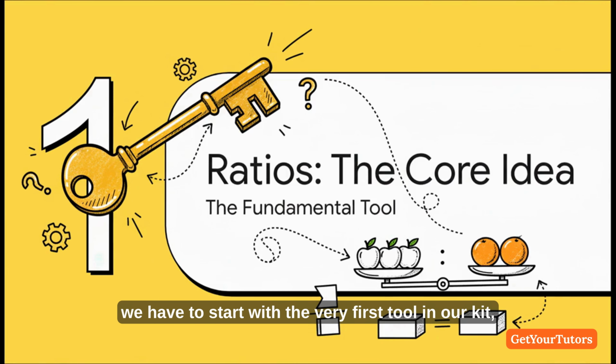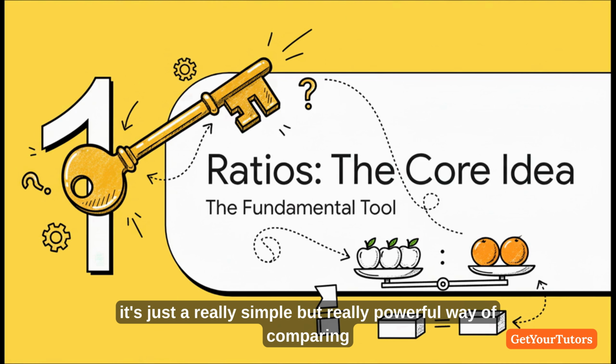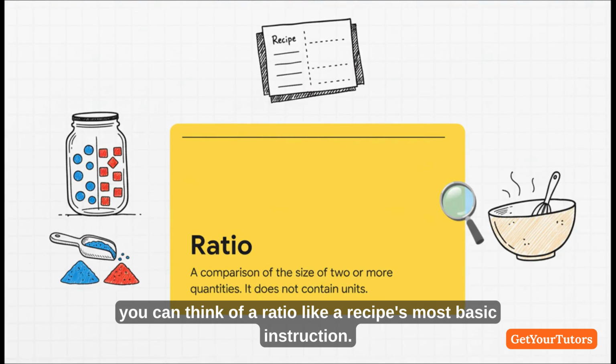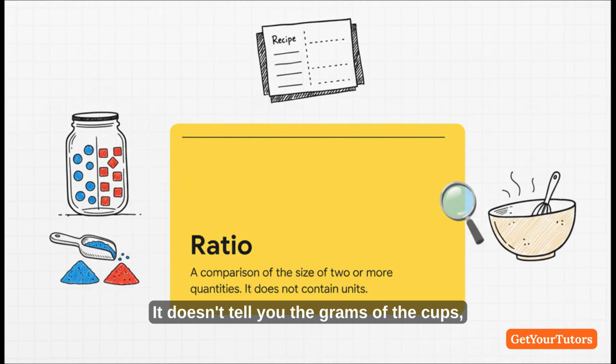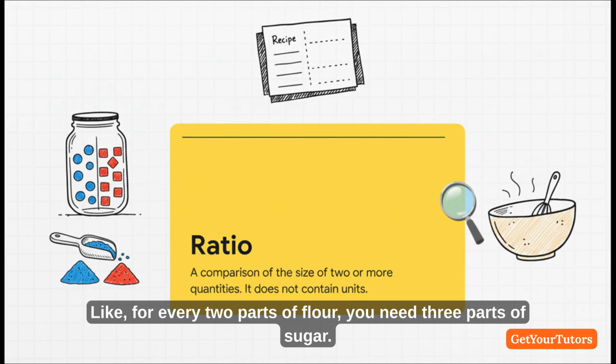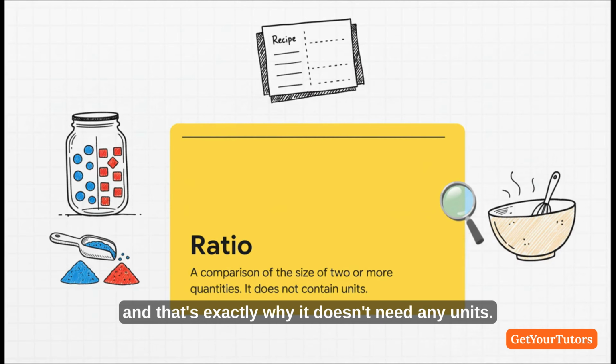To find that key, we have to start with the very first tool in our kit, the ratio. At its heart, it's just a really simple but really powerful way of comparing things. You can think of a ratio like a recipe's most basic instruction. It doesn't tell you the grams or the cups, it just tells you the relationship between the ingredients. Like for every 2 parts of flour, you need 3 parts of sugar. It's a pure comparison, and that's exactly why it doesn't need any units.